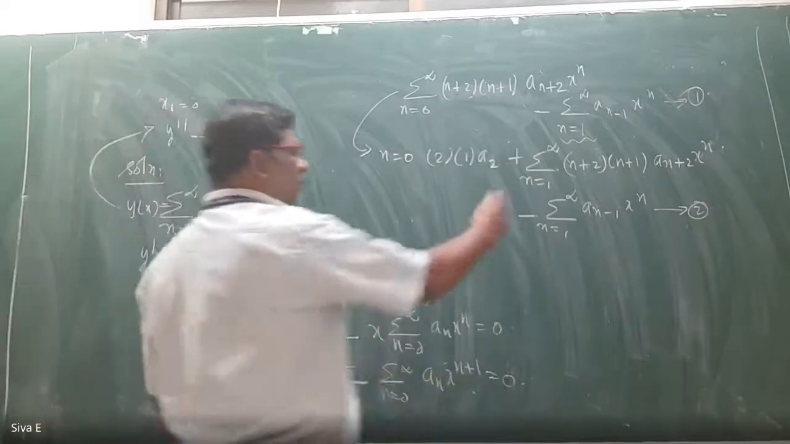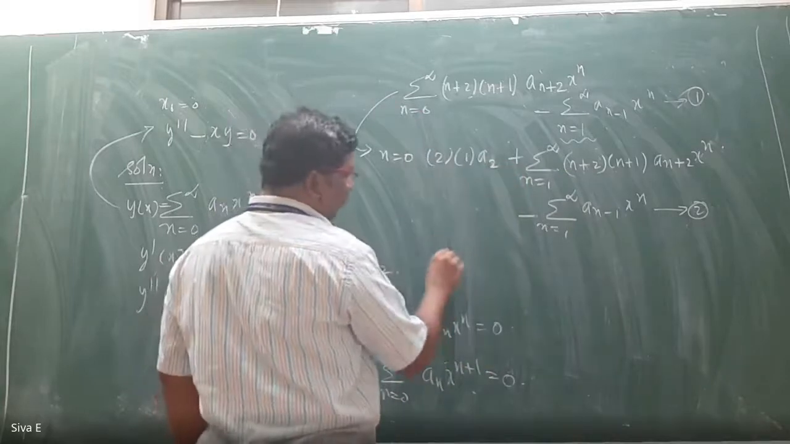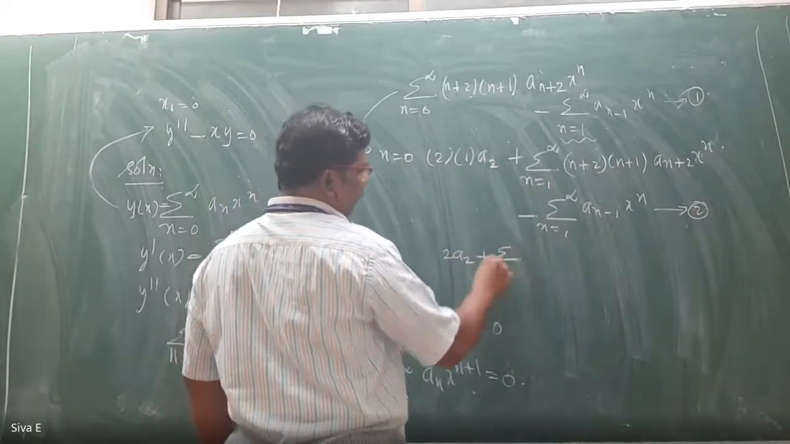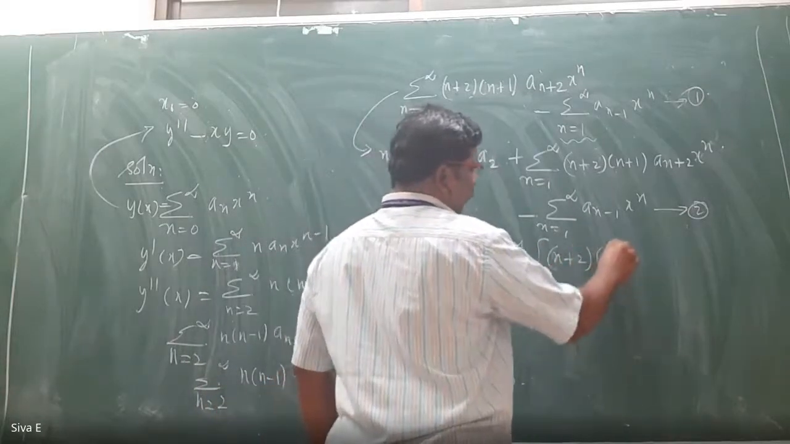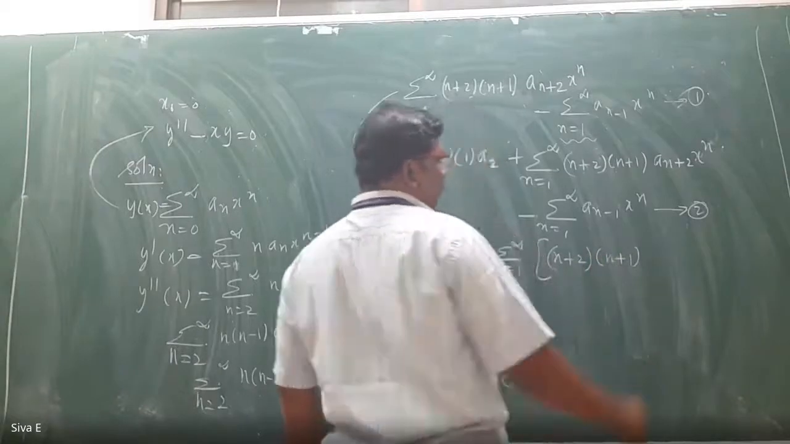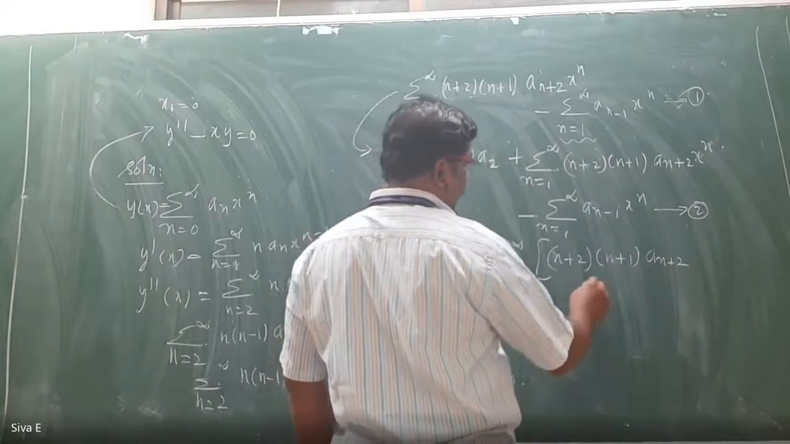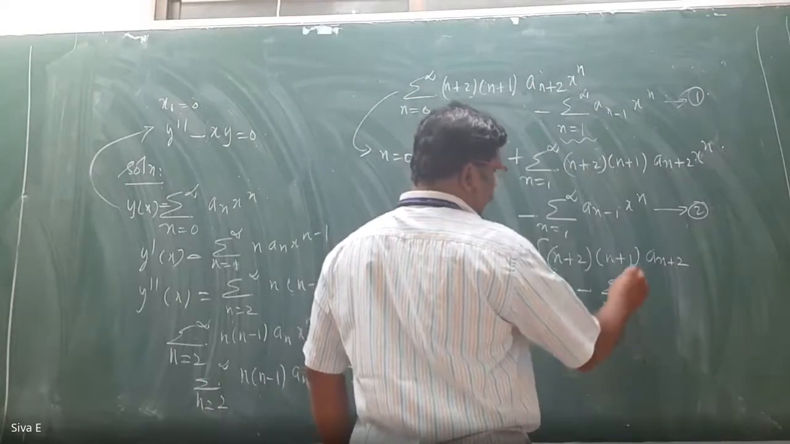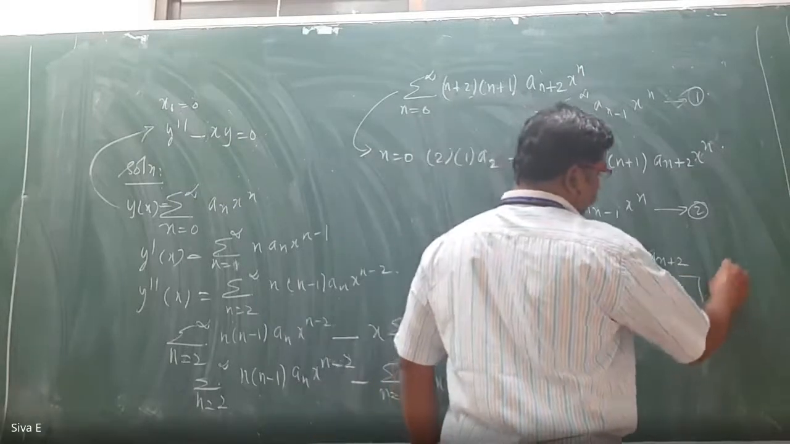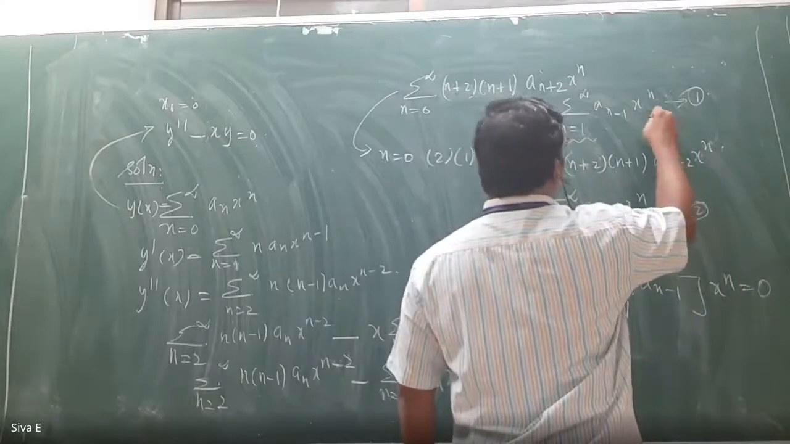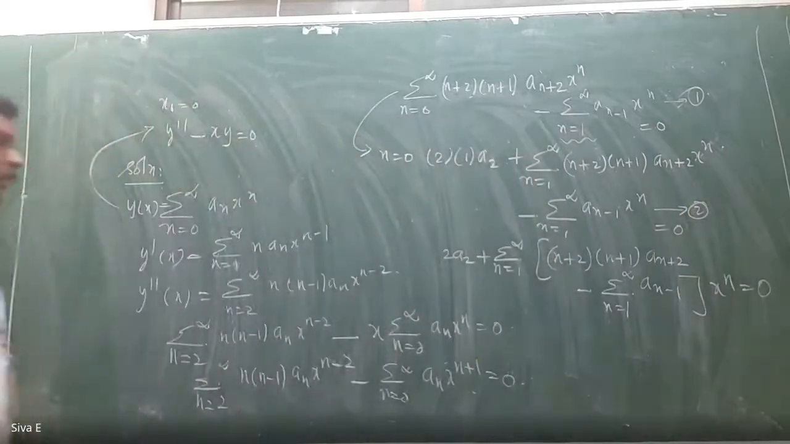Now the summation of n equal to 1 to infinity is common, so we can take it outside. So 2a2 plus summation of n equal to 1 to infinity of n plus 2, n plus 1, a n plus 2 minus a n minus 1, x power n equal to 0. Everywhere equal to 0 should be there.